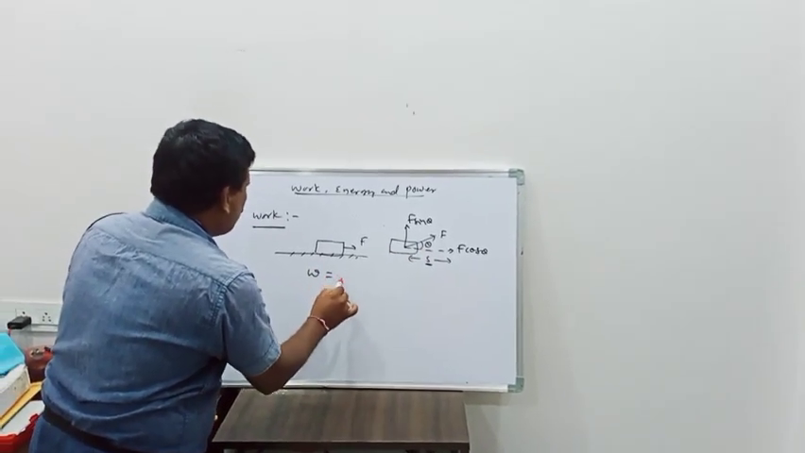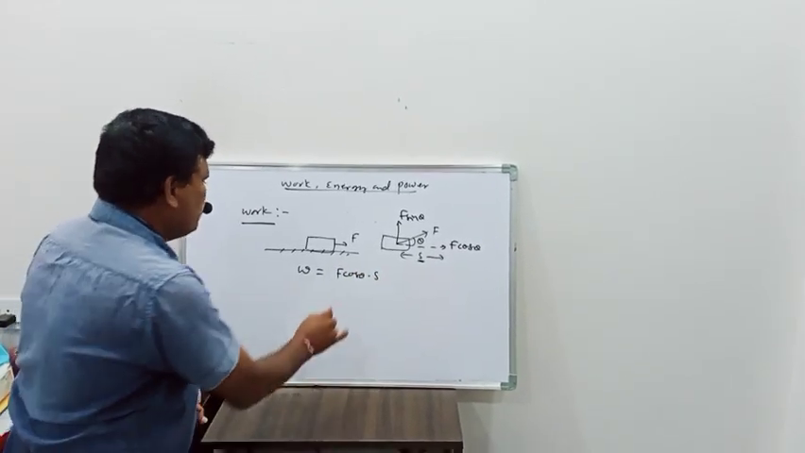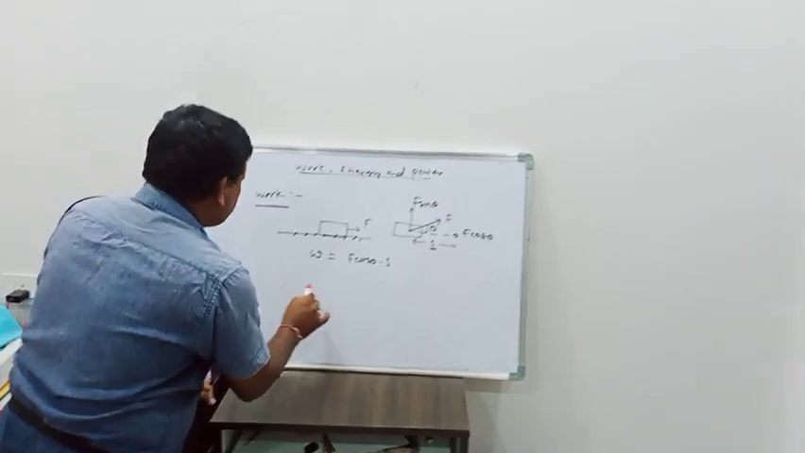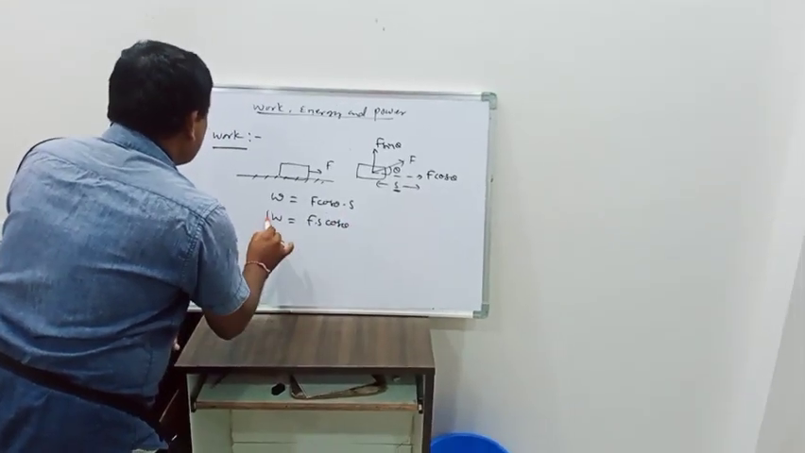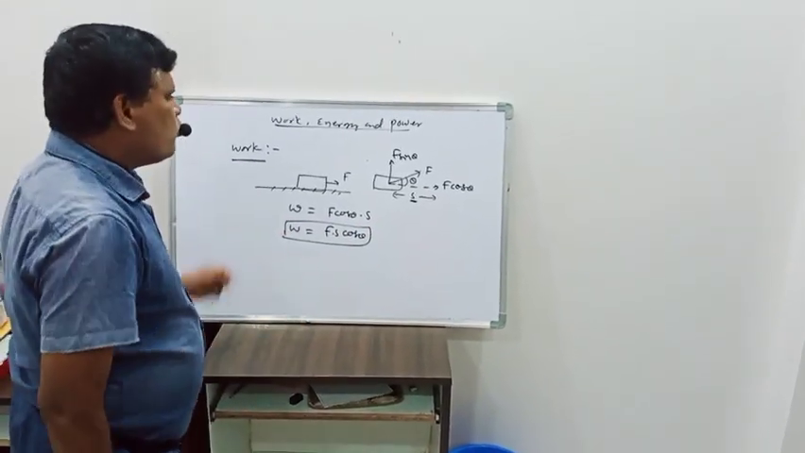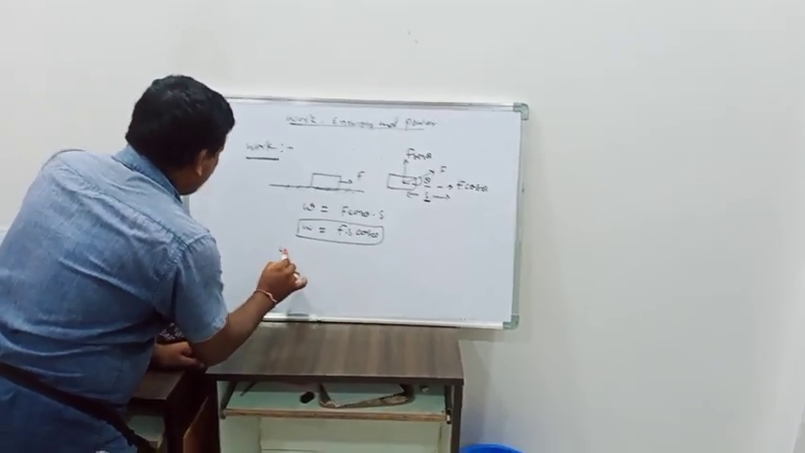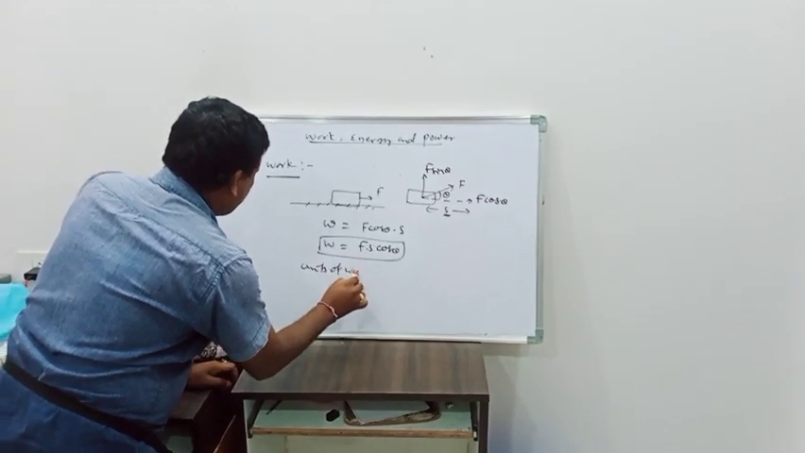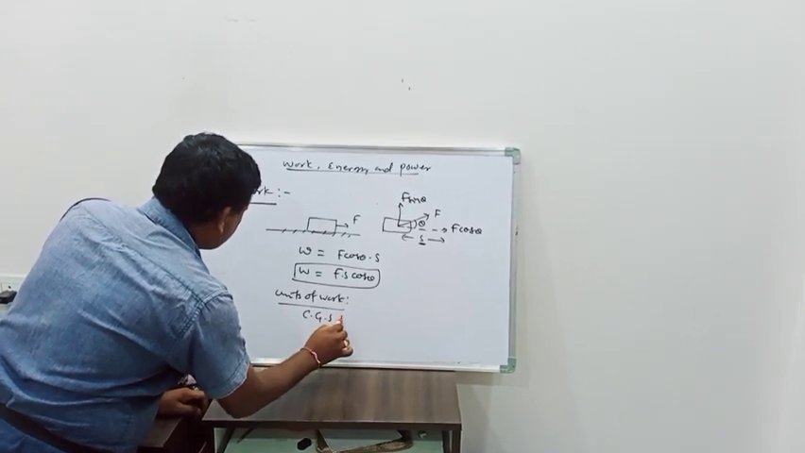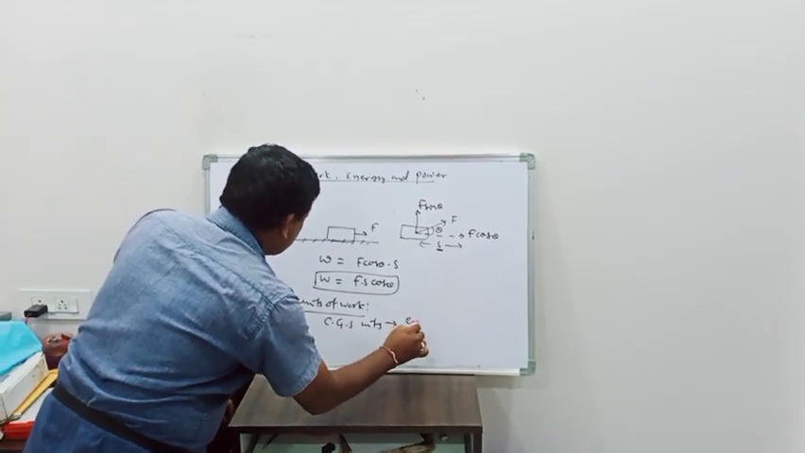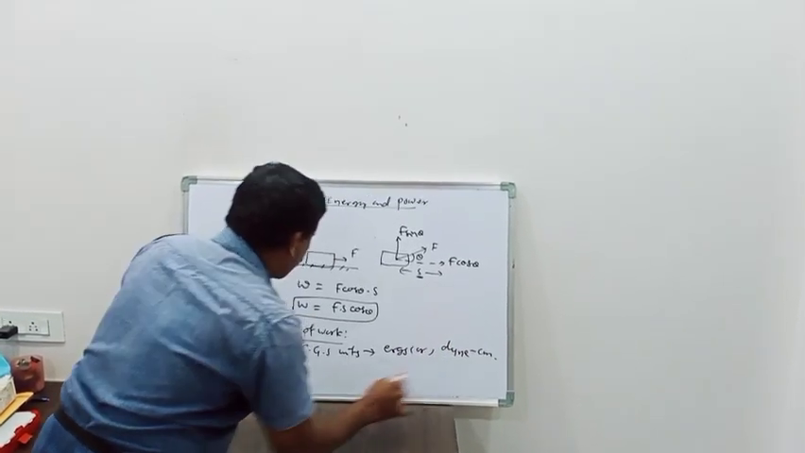So what is the work done? Work done is equal to force component into displacement, or we can also write Fs cos theta. This equation is the work equation. Now I am going to give the units of work. Units of work: we can measure in CGS units, ergs or dyne centimeter.